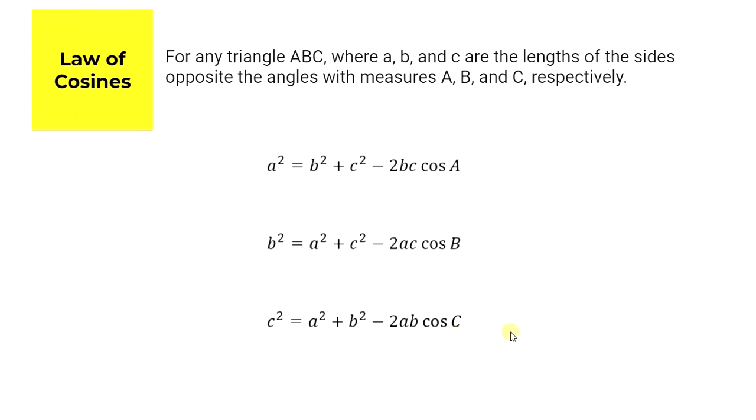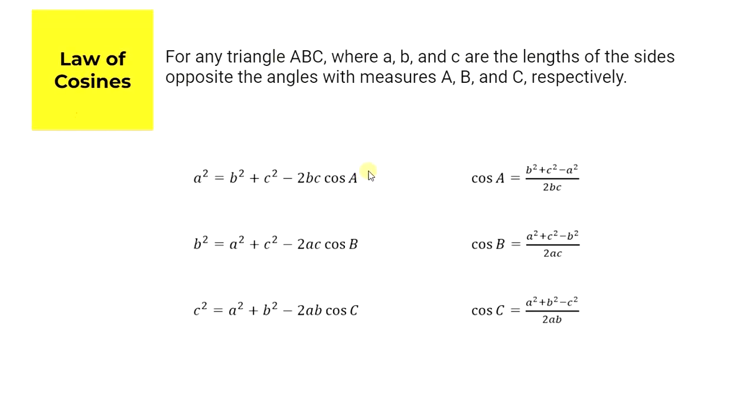Okay, what if you're looking for the values of the angles? From these three formulas, madiderive mo ang formula to find the three angles. If you're looking for the angle A, the formula for that is cosine of angle A is equal to B squared plus C squared minus A squared all over 2BC.